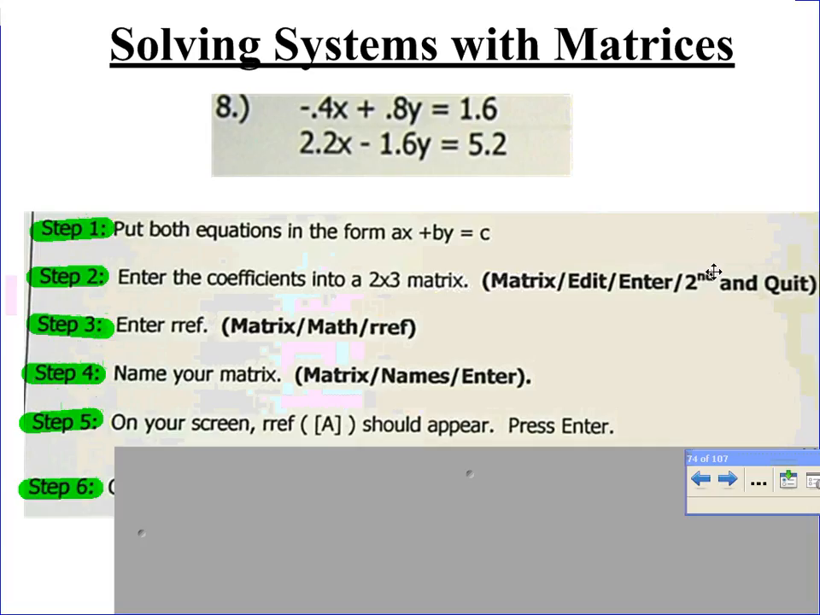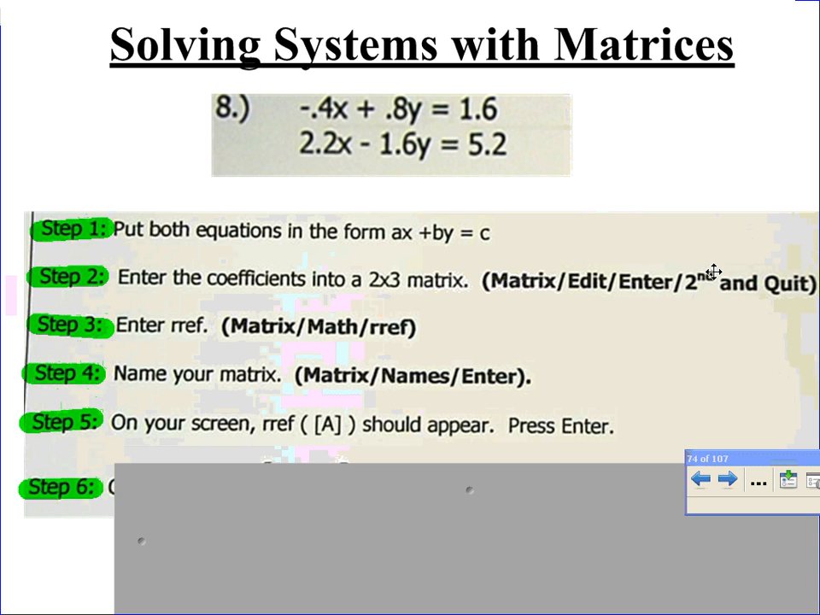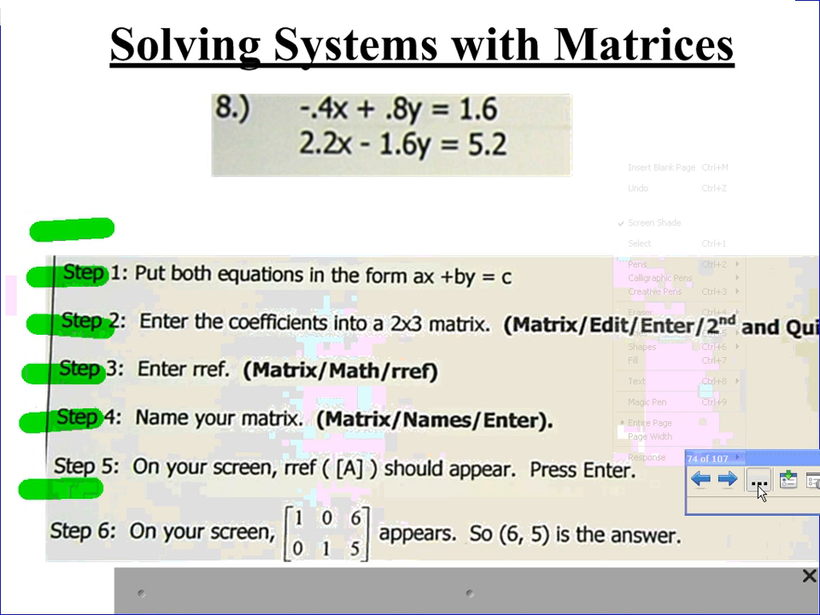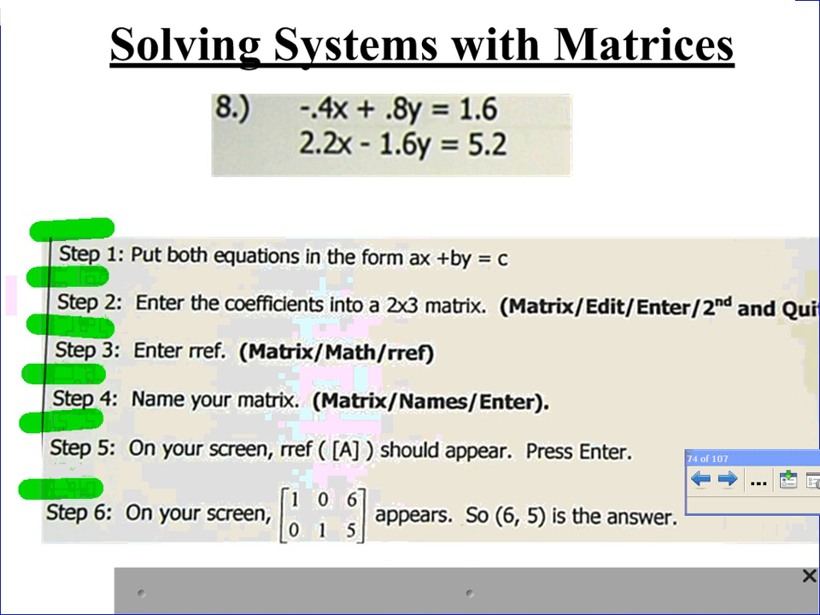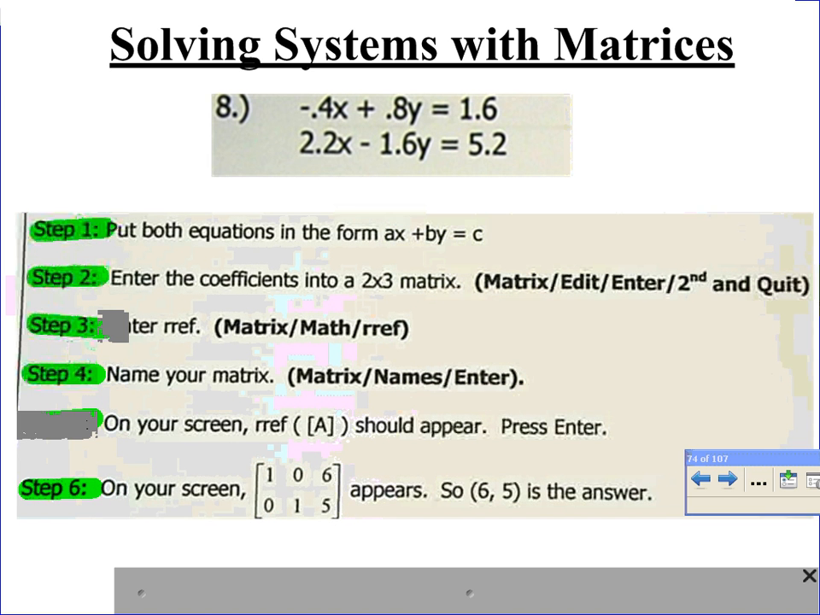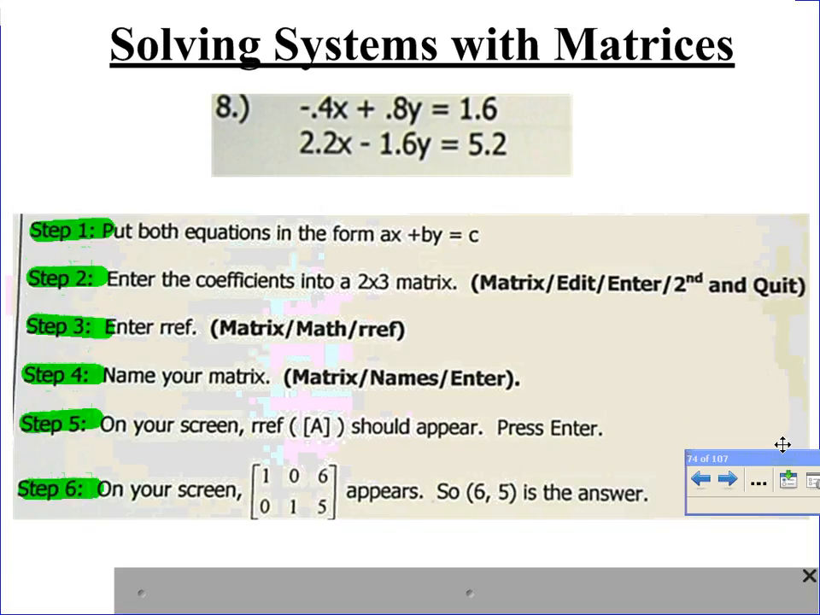And then, well, actually, yeah, we're going to write that, and then we'll do a problem. Okay, so step 6, on your screen, something like this will appear. In this case, it's 1 0 6 0 1 5. The only thing that's going to change are these numbers. The 6 and the 5 are going to change. 6, 5 will be the answer.